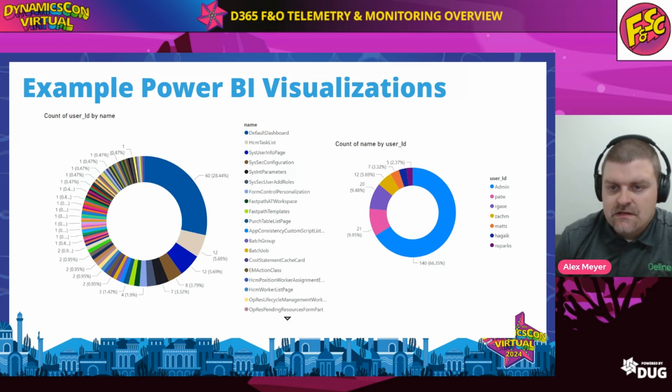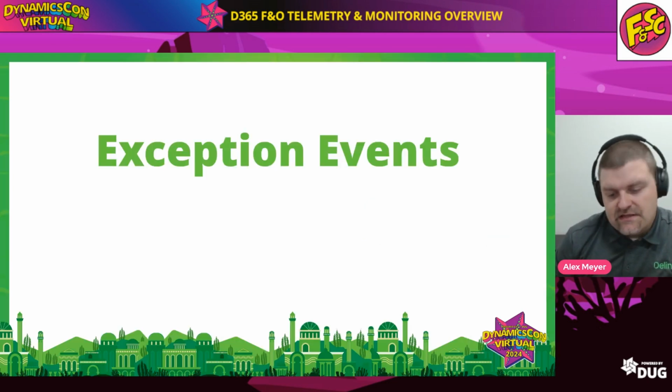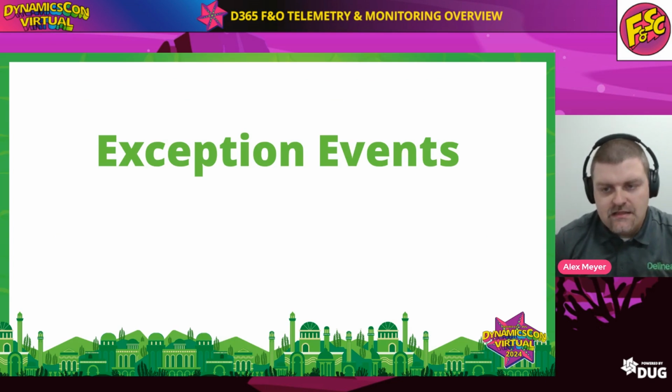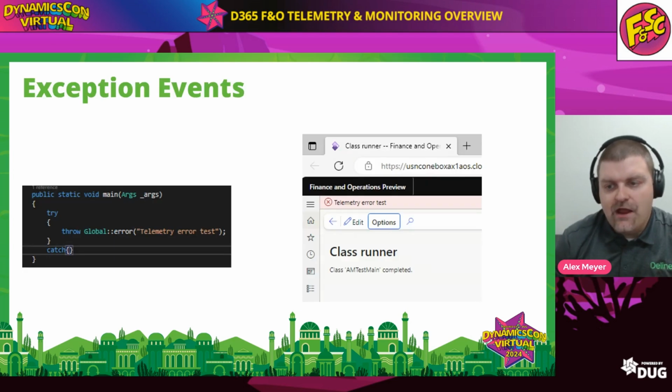All right, so that's looking at the page view side and how we can get that into Power BI. The second piece to this will be exception events. That's another event type that we were looking at there. So if we want to look at the exception events in this case, it would be anytime that there's an error being thrown within the application.